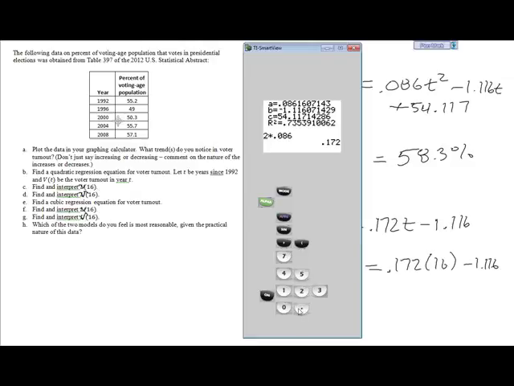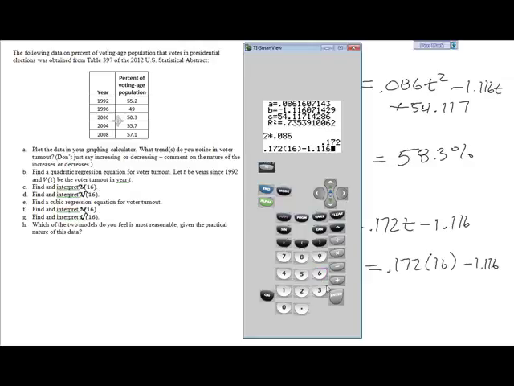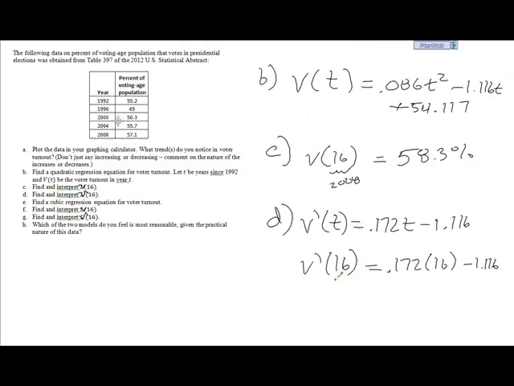Oops, entered a couple wrong keystrokes here. 0.172. Don't know what's happening. My calculator's freaking out. Minus 1.116. And that gives us 1.636. There it goes. 1.636. Now this is change in output over change in input. So our output from our original function was percentage turnout.